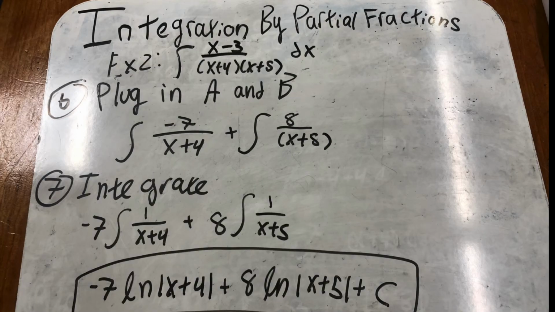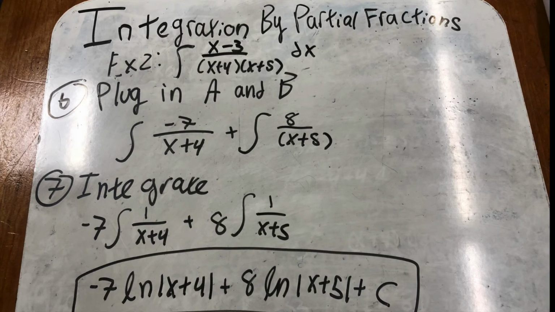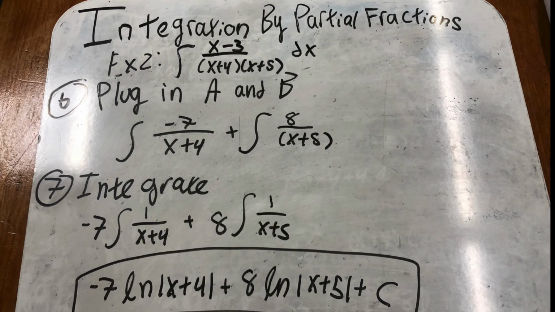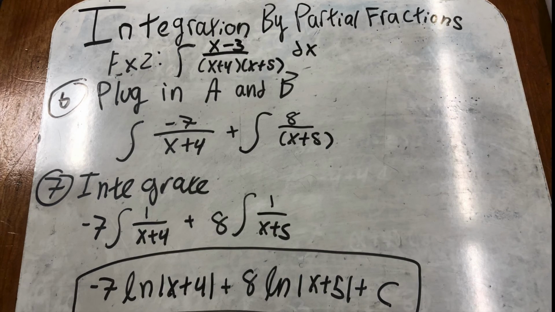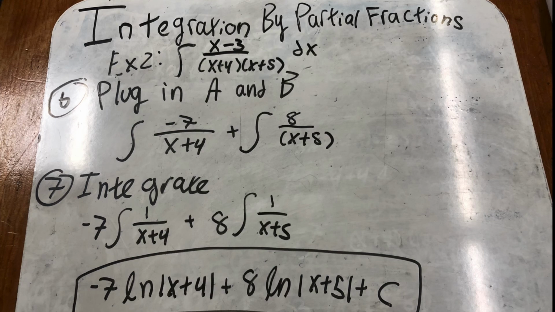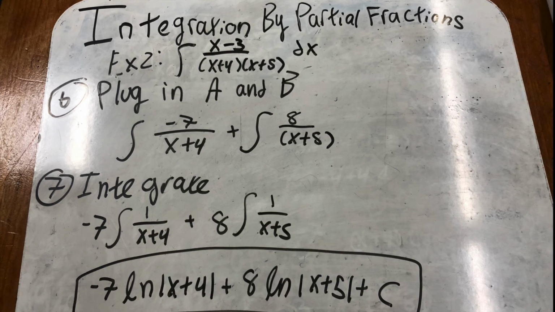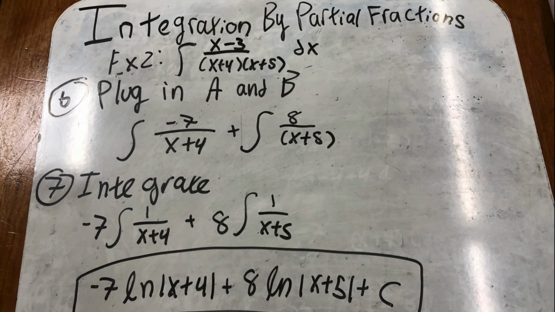Finally, in step 7, we integrate and simplify. Since negative 7 and 8 are constants, they can be pulled out of the integral. Then we integrate the fractions. Finally, the solution to this problem is negative 7 times the natural log of the absolute value of x plus 4 plus 8 times the natural log of the absolute value of x plus 5 plus c.